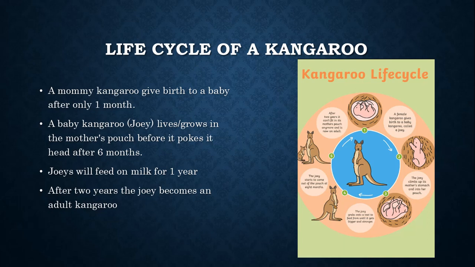So baby kangaroo, or joey, will feed on milk for 1 year, and then after 2 years, the joey becomes an adult kangaroo and can have their own babies.